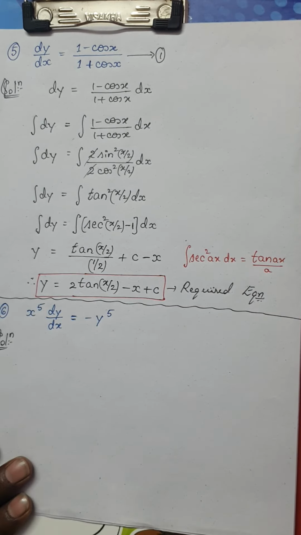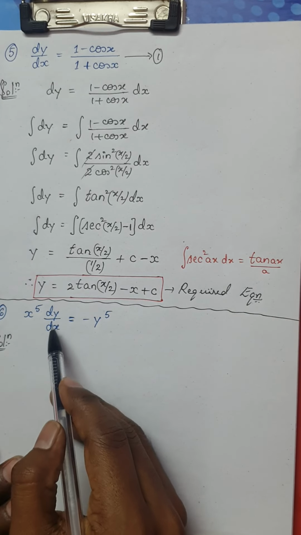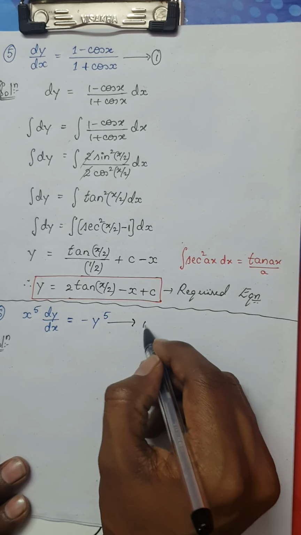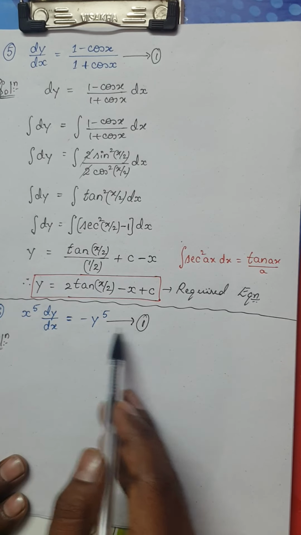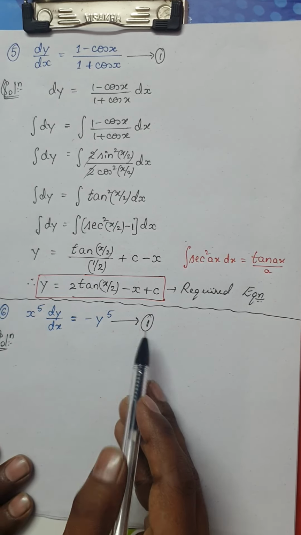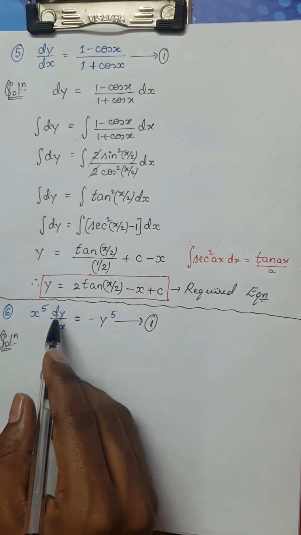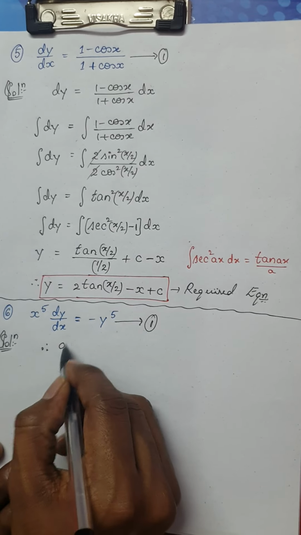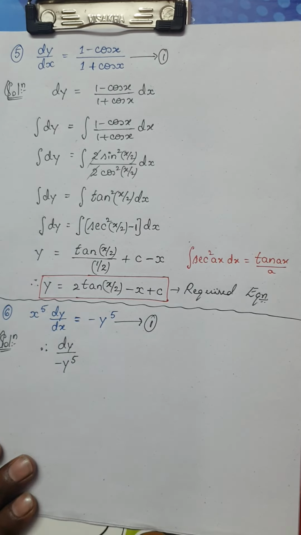Right, students, moving on to the next question in the exercise, we have x power 5 into dy by dx is equal to minus of y power 5. Have the habit of writing the given equation once, and I'm naming it as equation 1. So let me separate the variables. Remember, I have the dy term there. Let me keep that dy term as it is. So bring that y term to the left hand side. Therefore, I'm going to rewrite this as dy divided by minus of y power 5, or else you can keep that minus sign there itself. It's not a problem.